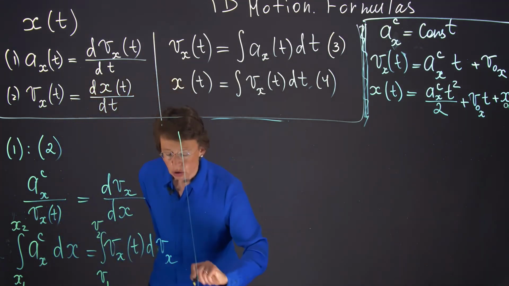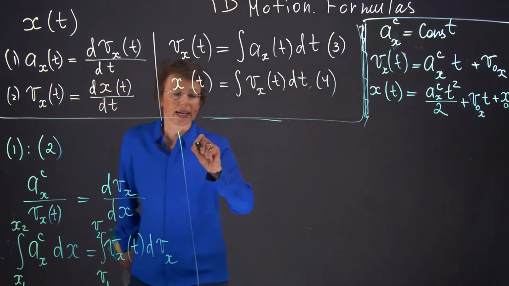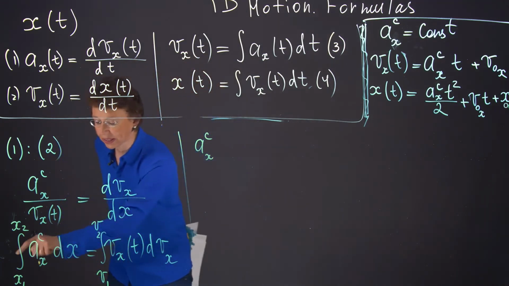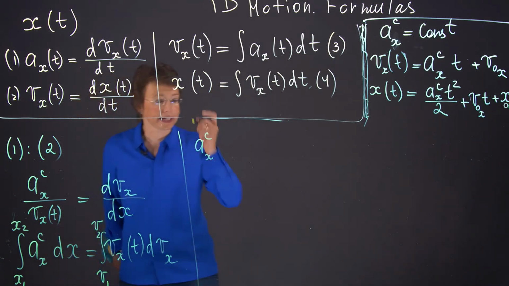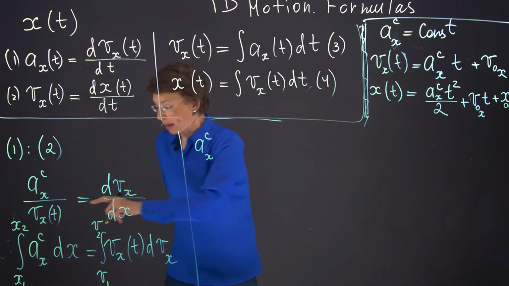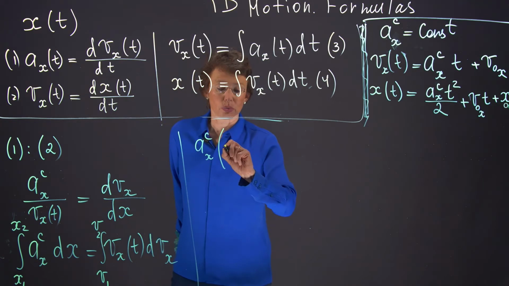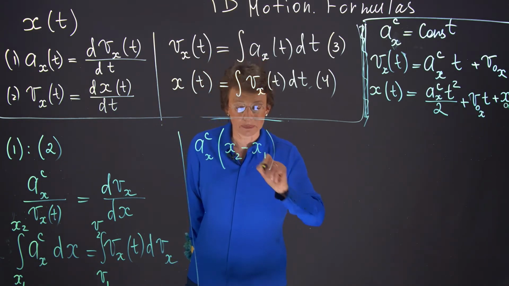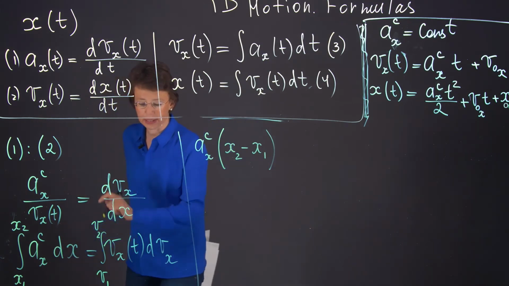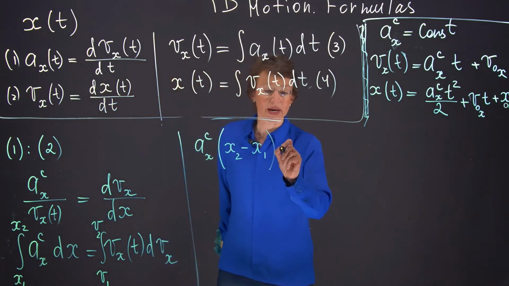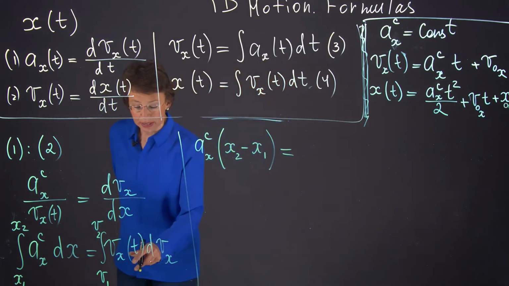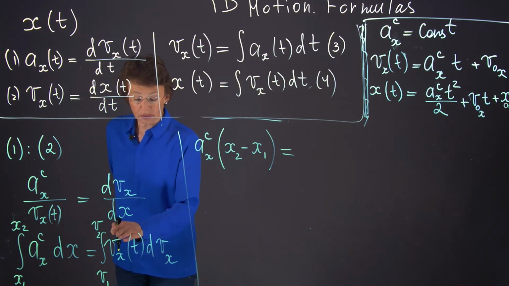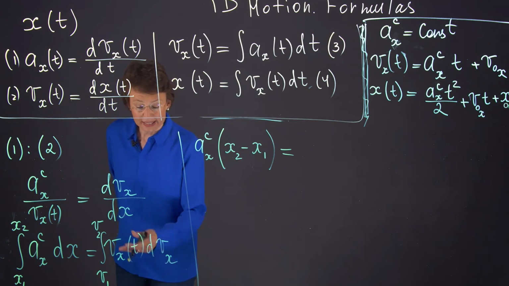Okay? What do we have on the left-hand side? Remember, acceleration is constant. We do it for this specific case. Integral dx is just x, and I plug in the limits of integration, which will bring me to x2 minus x1. This is the left-hand side. What do we have on the right-hand side? Look what I have here. Variable dvx. So it is vx dvx, like x dx.